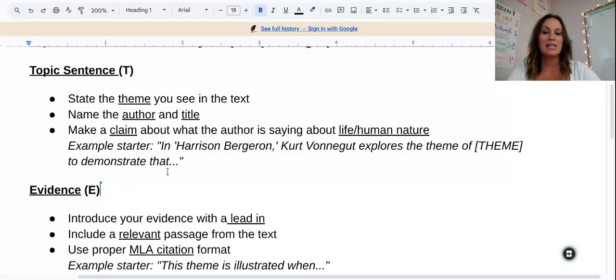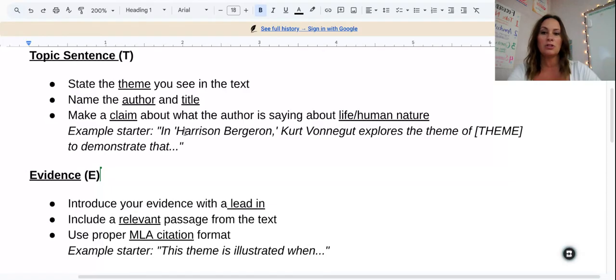So a sample sentence starter could be something like, in the short story by the author, or the author, and then a verb, explores the theme of, and then you would explain the theme and then why, to demonstrate that. Depending upon how you write your theme statement, you may not need to demonstrate that or something similar.